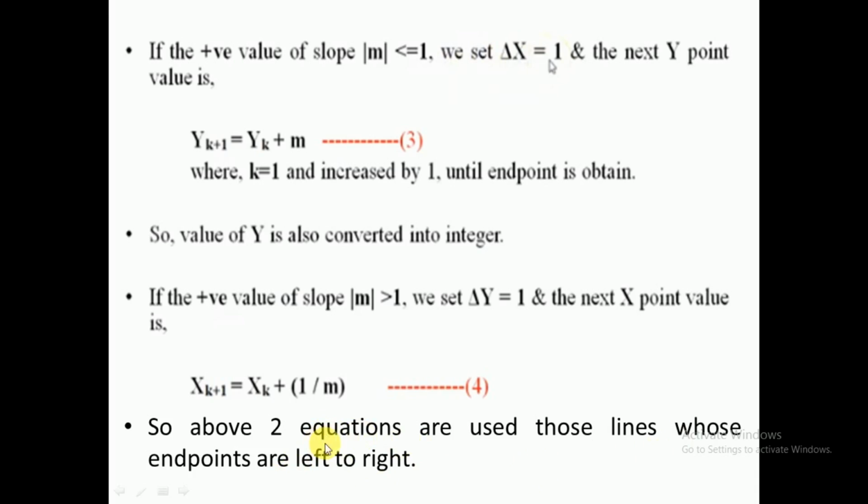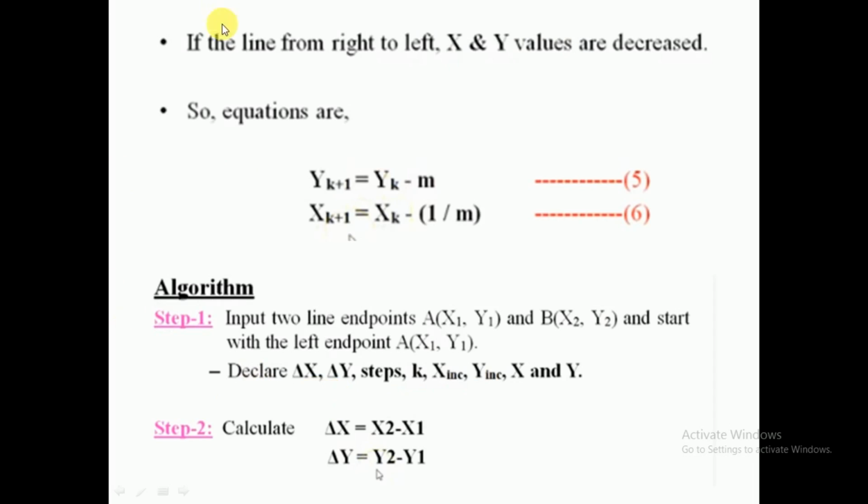We are assuming a positive increment in delta x and delta y. Positively we are incrementing in delta x, and we have given the starting point here and the end point on this side, meaning left to right. We are moving from left to right. If you are coming from right to left, then here you have to decrement. If the line goes from right to left, then x and y values are decreased.